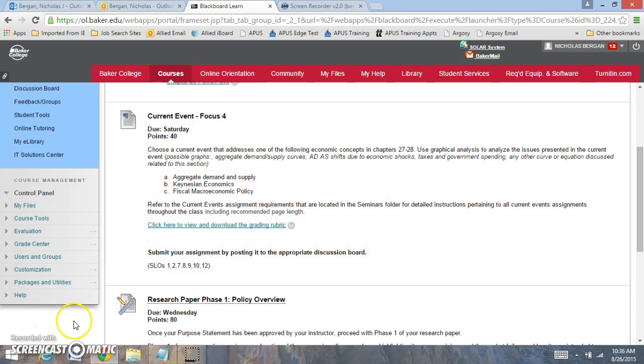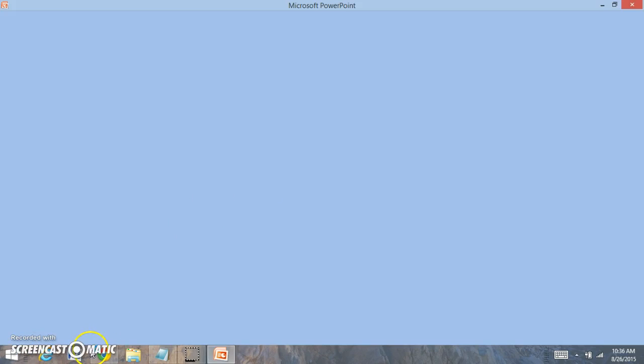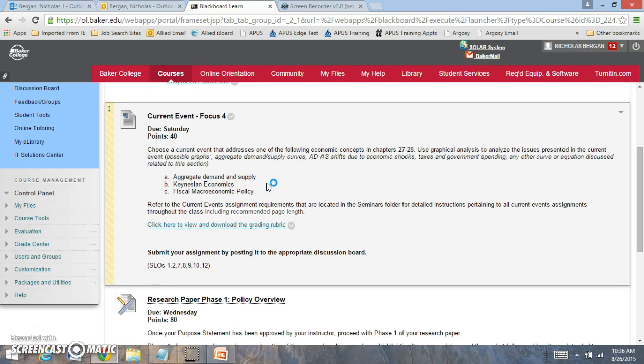The key to the current event focus is making sure that you have an APA formatted document which includes a title page, reference page, a running header, and in-text citations. If you use the document that I sent to you as a good template, then you'll be okay. But you're focusing on one of these three concepts. And make sure to put a graph in your analysis as well. You can find a graph anywhere you would like, as long as you provide a reference and support for your work.